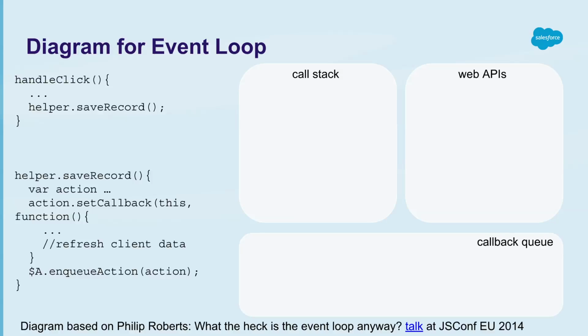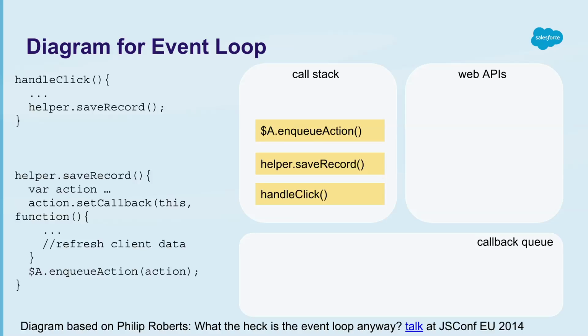So if we look at what's going on, we have handle click at the top there, right? So there's handle click, and that calls helper.saveRecord. So handle click might be invoked by clicking a button, for example, on the UI. Helper.saveRecord then creates the action. Action has set callback, and then we have the anonymous function passed in. And so the way that's going to work is handle click goes in, we then call helper.saveRecord, and then eventually we call a.enqueueAction. And this is going to take that action and pass it off to the underlying web APIs.